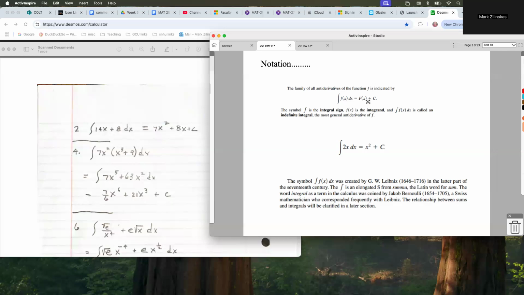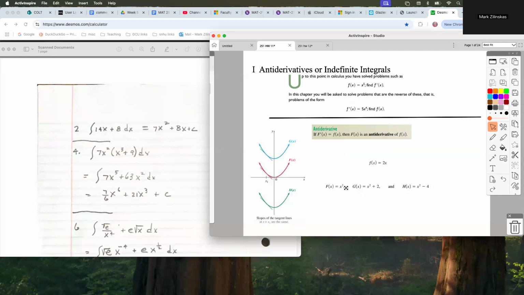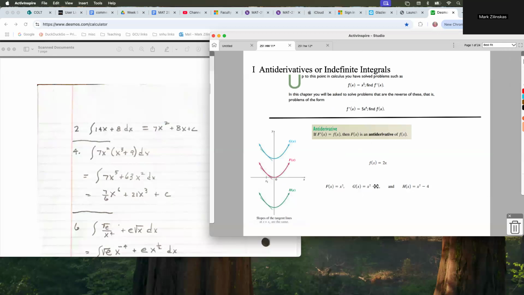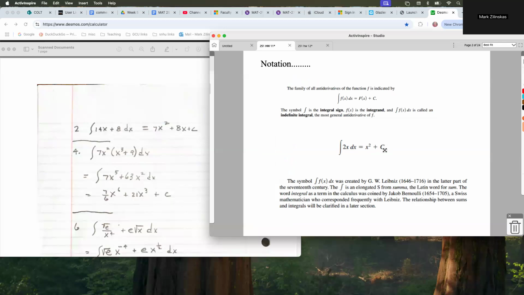What we have here again is this capital C, which is just going to be an arbitrary constant. Back here, when I looked at this particular example, in this case capital C was 0, in this case it was 2, and in this case it was -4. So when we write plus C here, we're just saying it's an arbitrary constant.